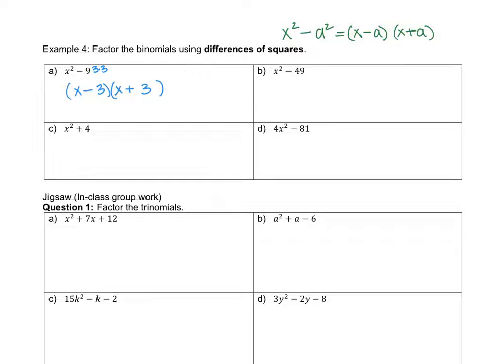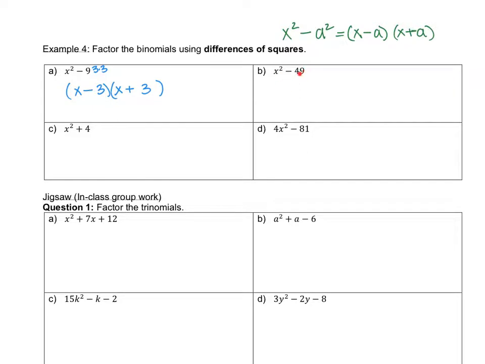In this case, we can use the sum and product pattern to test this out, right? x times x gives you x squared. Negative 3 times 3 gives you negative 9. But if you take negative 3 and add it with positive 3, that cancels, which is why this doesn't have a middle term and there's only two terms. So that's it. That would be your final answer.